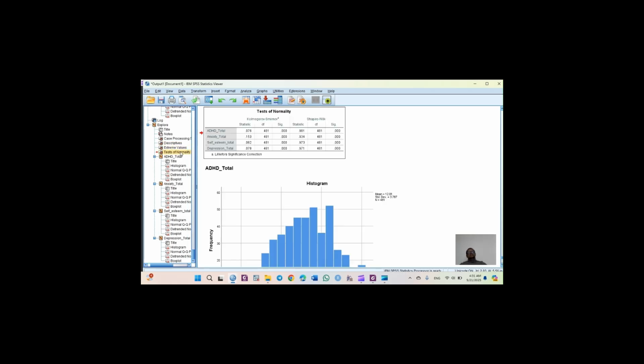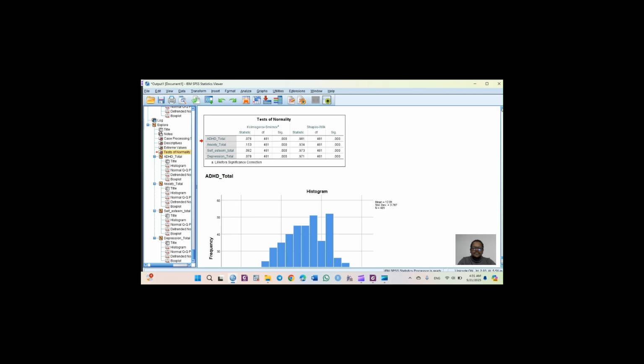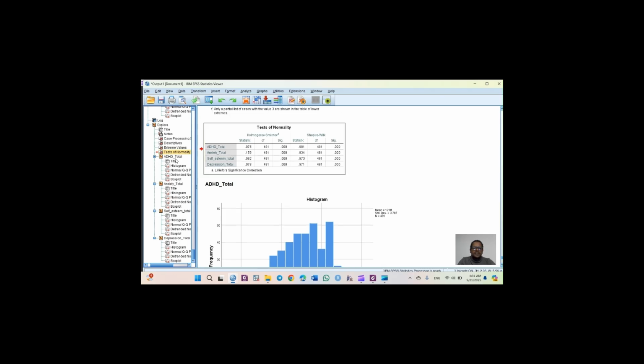So let's see tests of normality. That's another important test to check. Here, the Kolmogorov-Smirnov and Shapiro-Wilk tests are provided. For both of them, the test statistics, degrees of freedom, and significance or p-values are given.